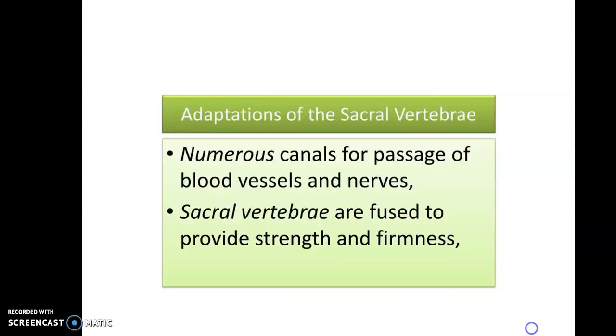Next is the caudal vertebrae. Before that, let us look at the adaptations of the sacral vertebrae. It has numerous canals for the passage of blood vessels and nerves. Sacral vertebrae are fused to provide strength and firmness.